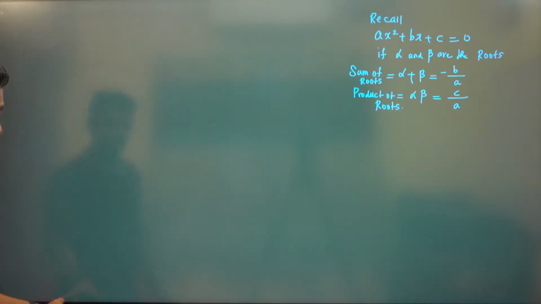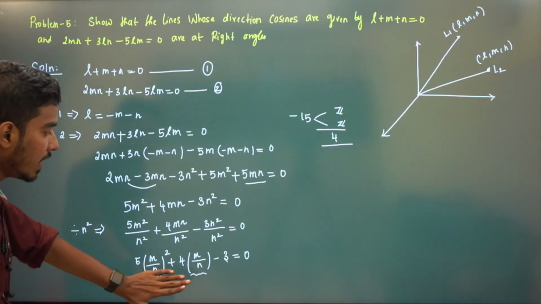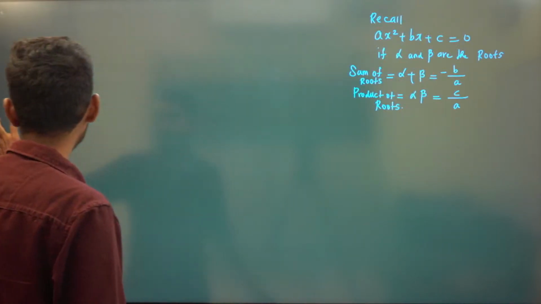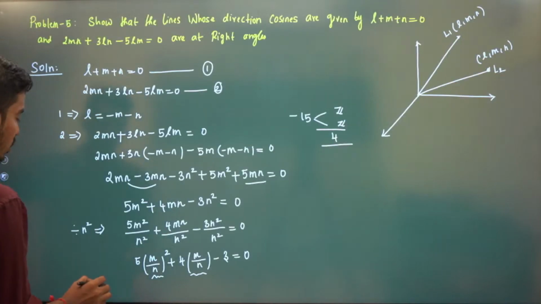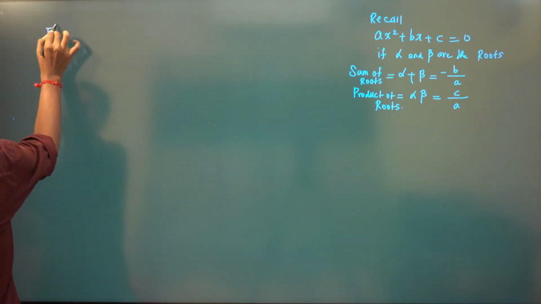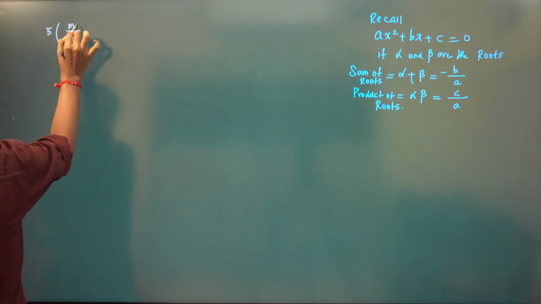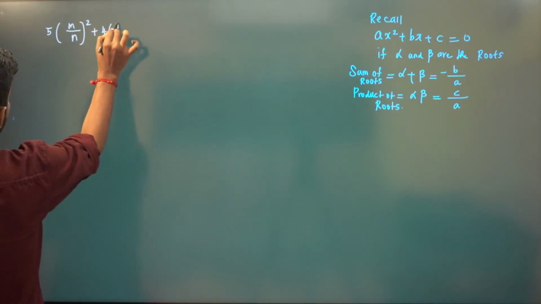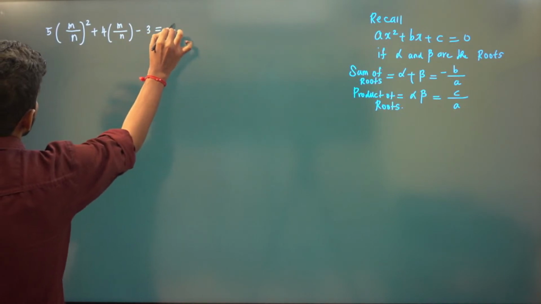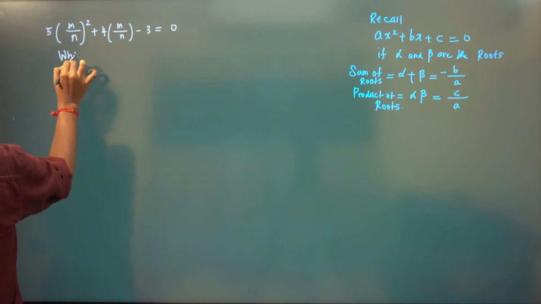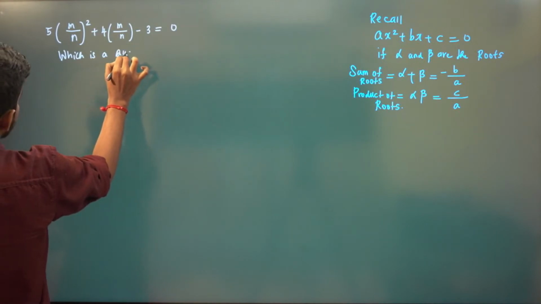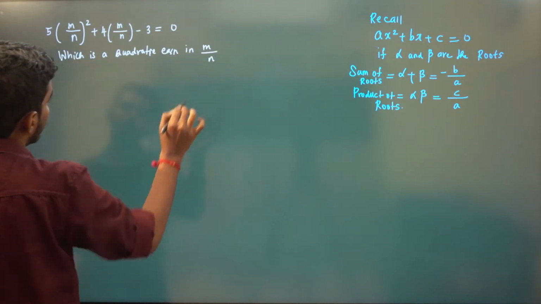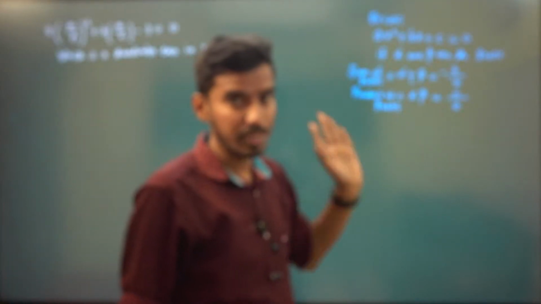Right? Now here we can see this is a quadratic in m by n. If it is quadratic in x, this will follow. But here we have a quadratic in m by n. What is the equation we have? 5 times (m by n) whole square plus 4 times m by n minus 3 is equal to 0, right? Which is a quadratic equation in m by n. Very important. If it is in x, this will follow. This is in m by n.